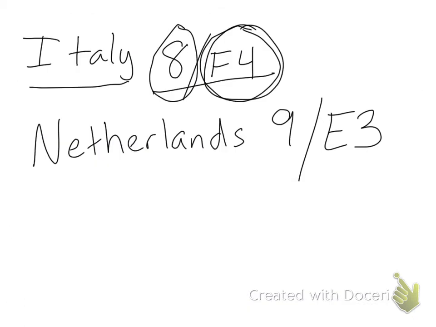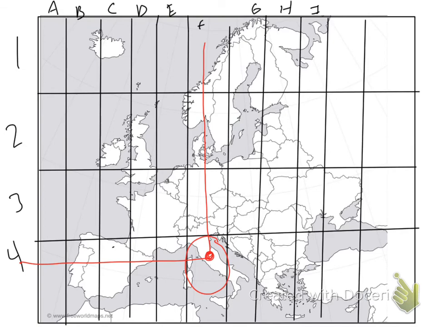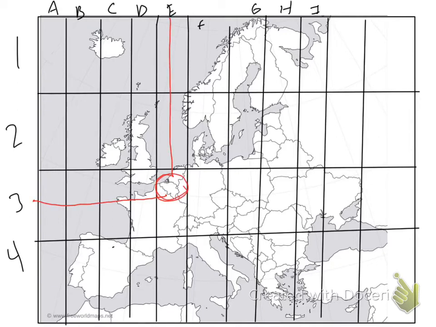Now the Netherlands tells us that it's on page 9 at E3. So we're going to use the same map for the Netherlands so you can see it. So if we have it at E3, we'd follow the 3 over and with the E down, and where they intersect is the Netherlands. So the Netherlands is in here, in this section. Okay, and that's how you would find a place on a map.